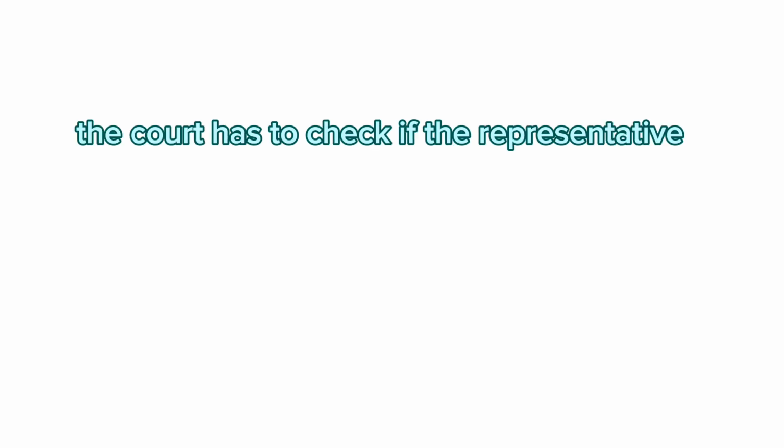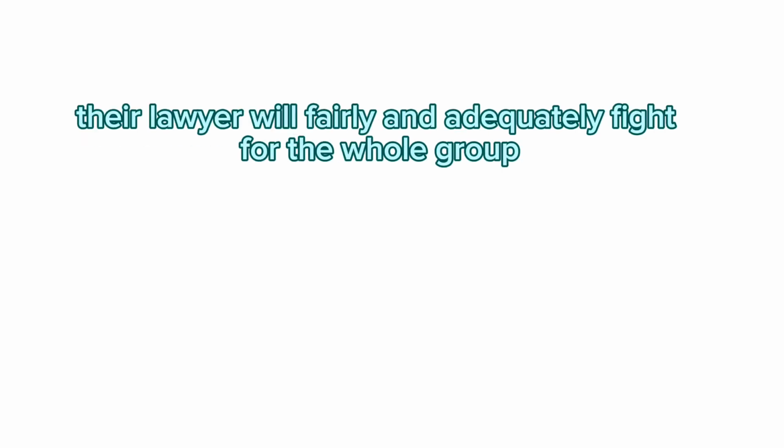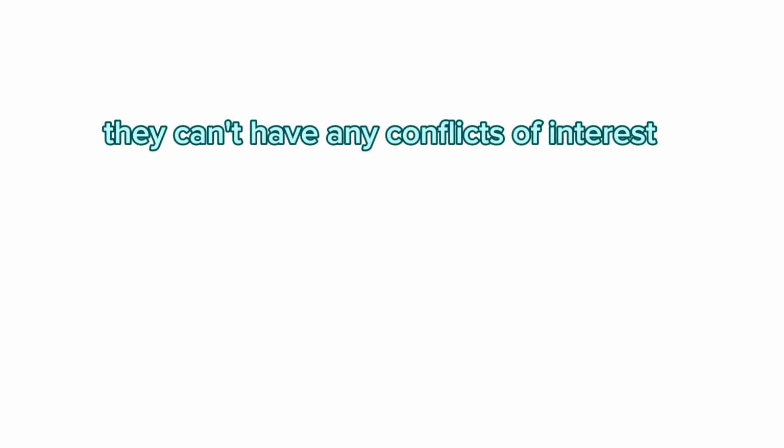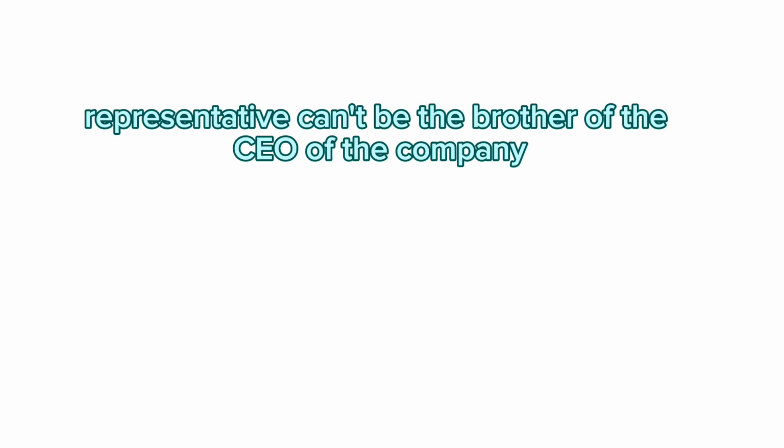This is a big one. The court has to check if the representative, and maybe more importantly, their lawyer, will fairly and adequately fight for the whole group. They can't have any conflicts of interest. For example, the class representative can't be the brother of the CEO of the company that's being sued.